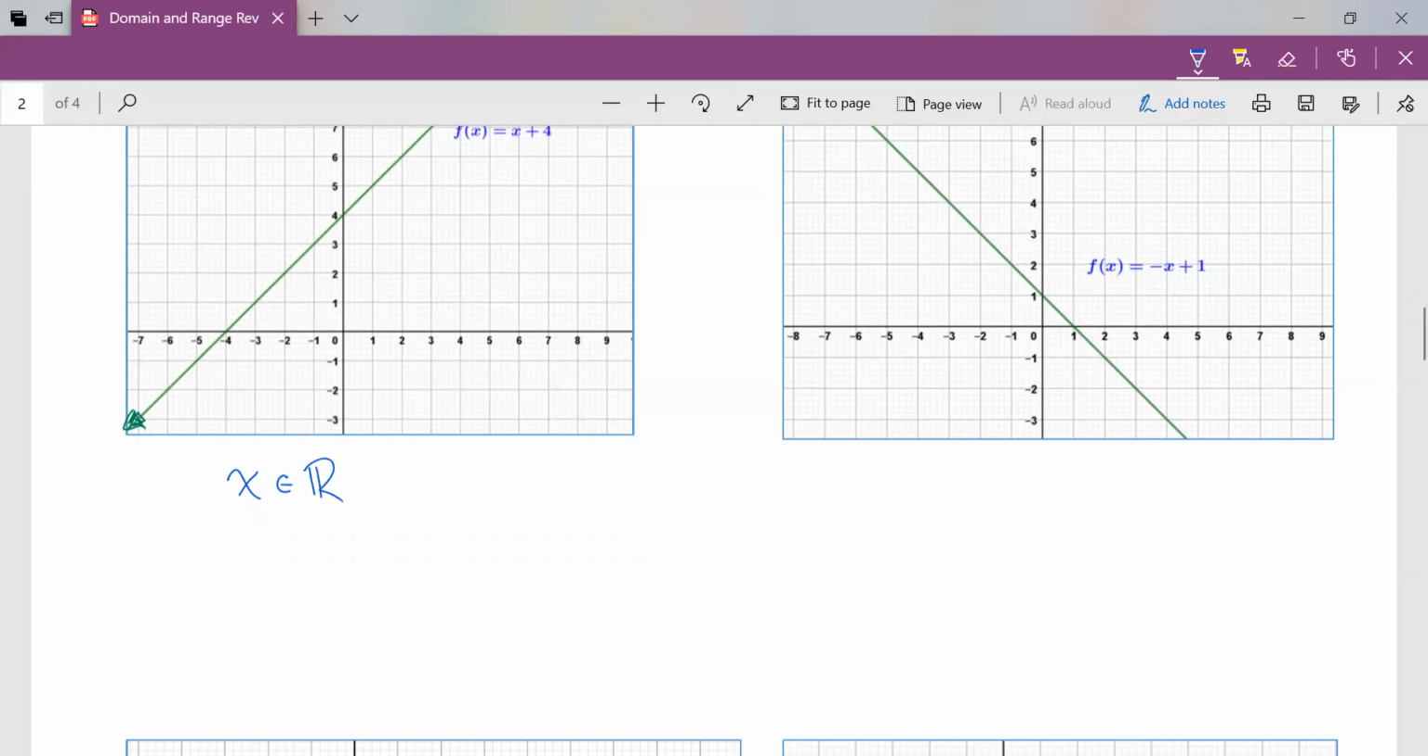Okay, what does this mean? Well, x, because that's our input values. Little e here means element of. And then this funny looking R is called a whiteboard R or a chalkboard R. But what that capital R stands for is the real numbers.